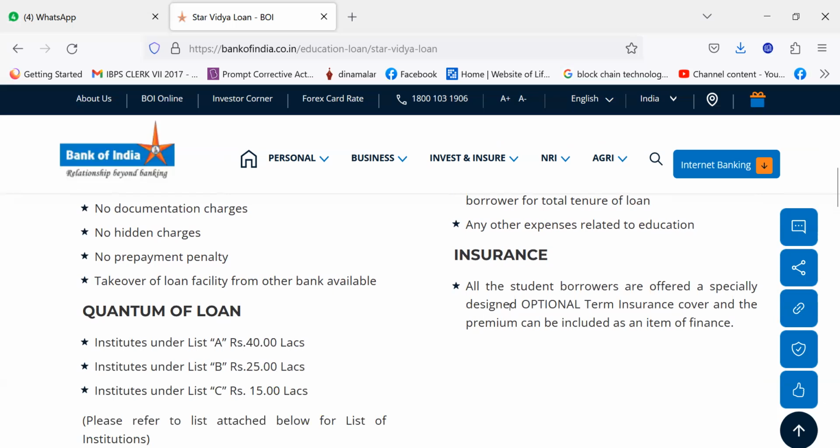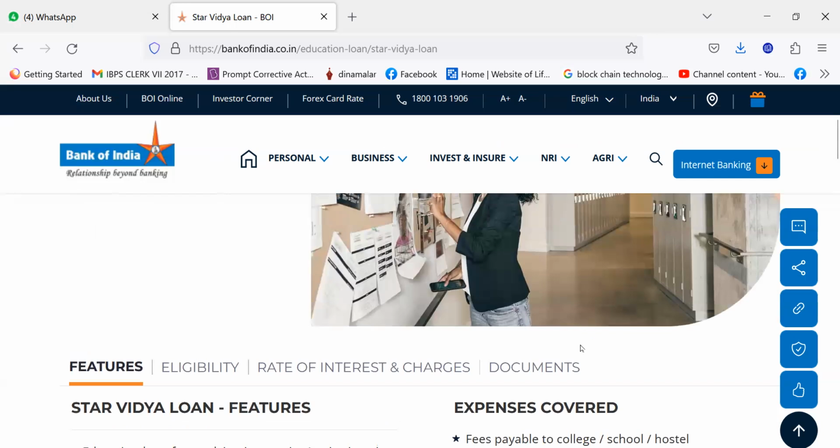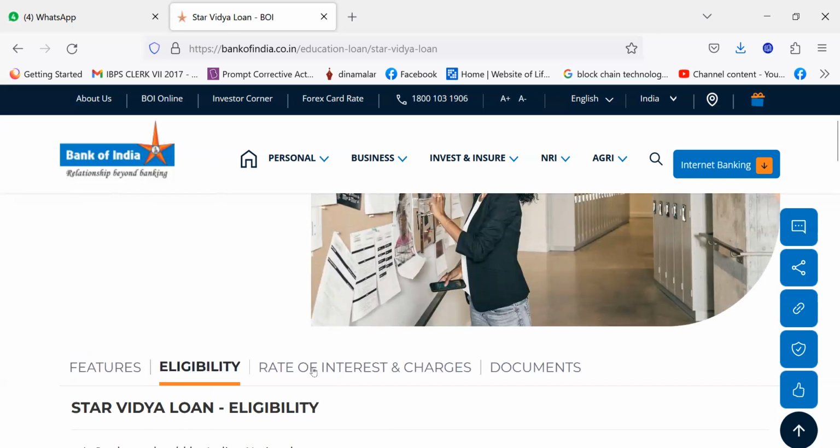Insurance: all the student borrowers are offered a specially designed optional term insurance cover and the premium can be included as an item of finance. Yeah, the bank will give the insurance premium also.